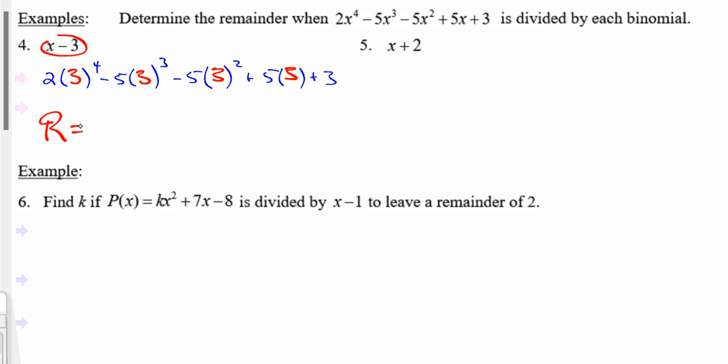What I'm going to do is enter this polynomial exactly as it is with the x's in it. Just in the home screen, I'm not going to Y equals. Just in the regular place that you do your calculations, I'm going to enter this expression with the variables.